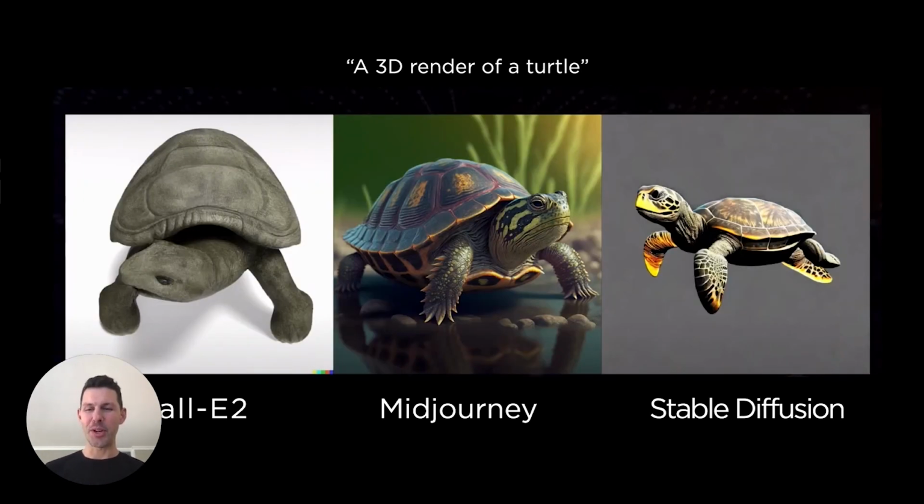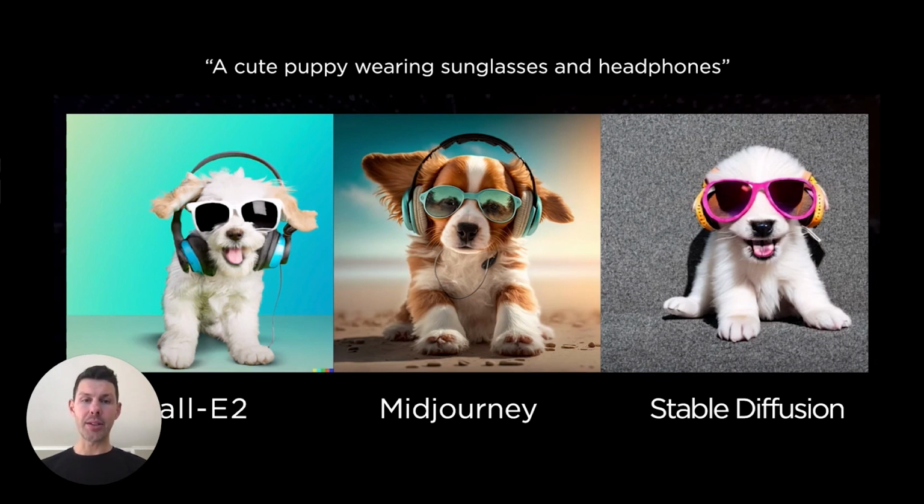Here's another one, a 3D render of a turtle. When it comes to DALL-E, you have something very, very basic. On the far right, Stable Diffusion, it looks also okay. I guess I could use this as an icon, but Midjourney, when it comes to style, I like this image a lot more. And the last one, a cute puppy wearing sunglasses and headphones. This is exactly out of the AI what it creates. I've taken these images from another YouTuber. I'm going to put his name in the comments.